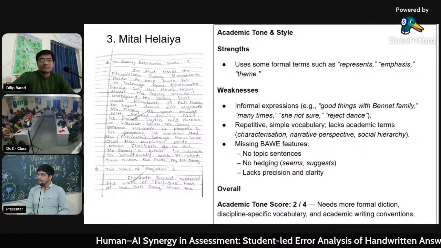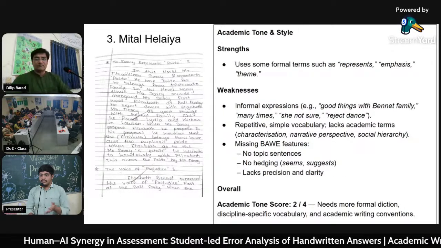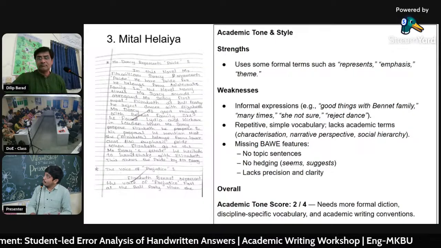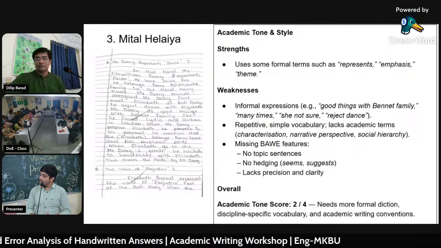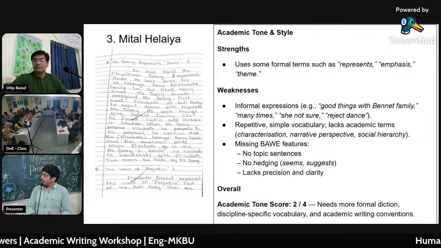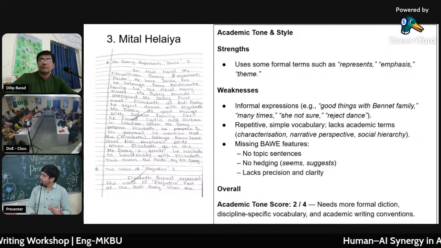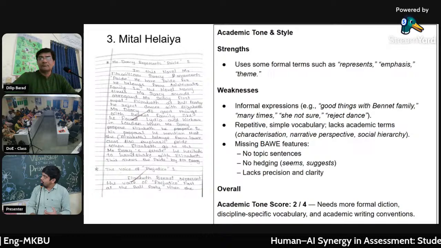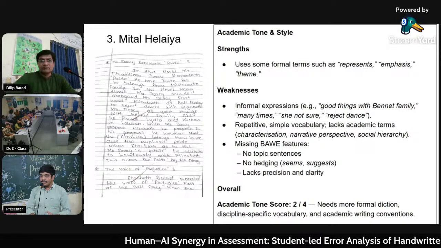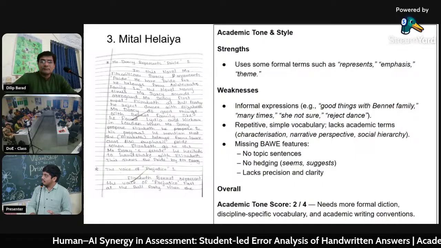Next one, please. The third one is Mithal Hilia's written paper. Her strength is that she uses some formal terms such as represents, emphasis, and time in her paper. Weaknesses: informal expressions, for example, good things with Bennett family. Many times she is not sure. Rejected dance. These were the mistakes she has made.